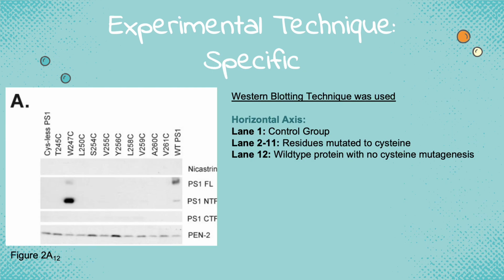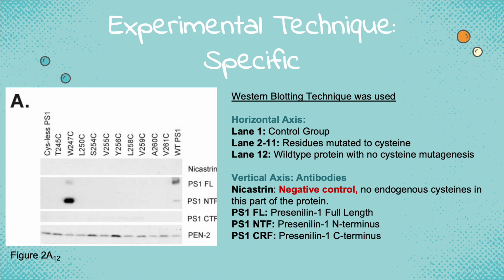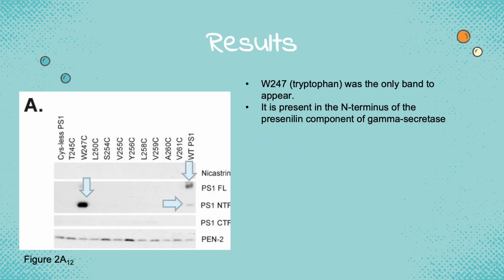So on the left side, you can see there was a Western blot to see what was actually labeled. You have the control group and then several residues that were mutated to cysteine. And then the last lane is just wild type. And then on your vertical axis, you have all the antibodies. Nicastrin was the negative control, and this is just a different part of the actual enzyme. Here are the rest of the labels, the full length, the N term, and the C term of the protein, and the positive control, which is the PEN2.